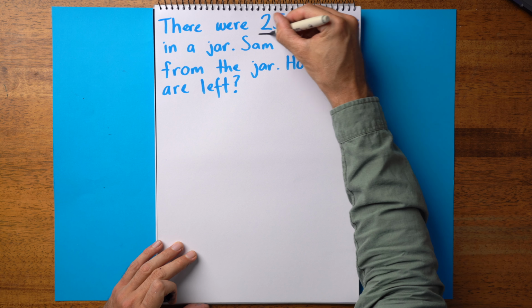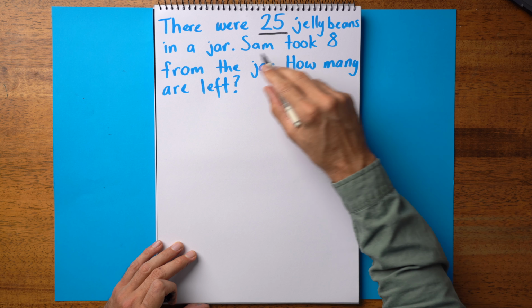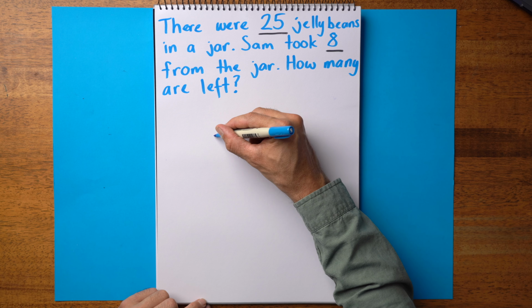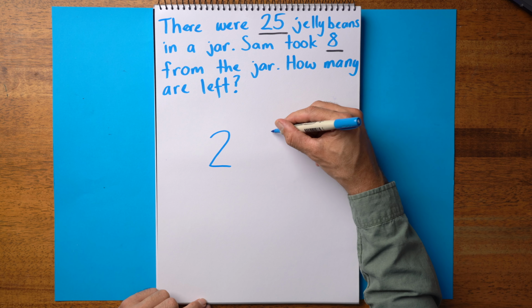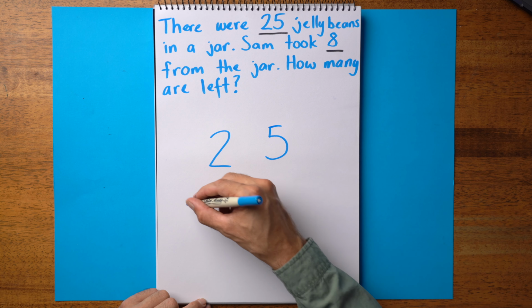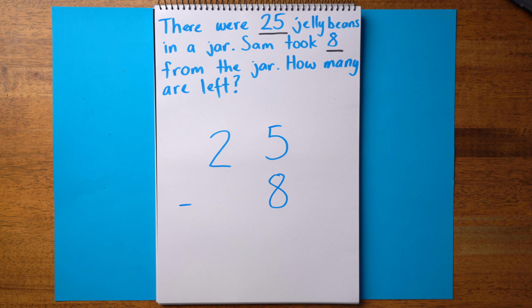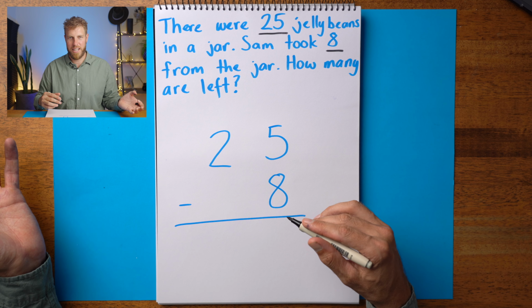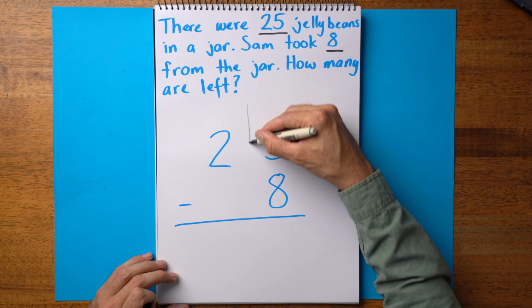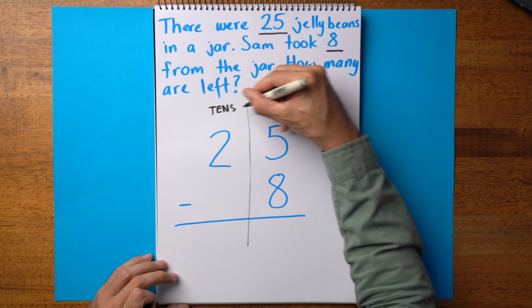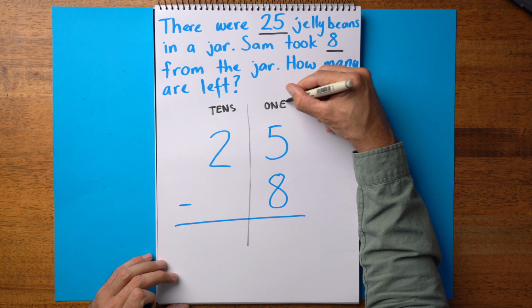There were 25 jelly beans in a jar. Sam took 8 from the jar. How many are left? Writing it as a subtraction problem, we would have 25 take away 8. Again, I'm going to have an imaginary line to separate my 10s column from my 1s column. Tens, ones. We have 25 take 8.